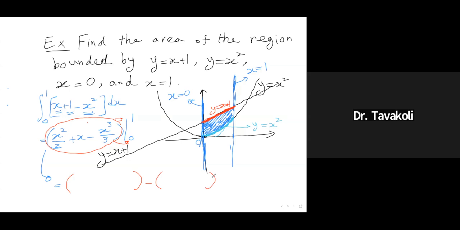At 1 means substitute 1 for x, which gives me 1 squared over 2, plus 1 minus 1 cubed over 3, 1/3. At 0, 0 squared over 2 is 0, plus 0 minus 0 cubed over 3, which is still 0. So the second parenthesis turns out to be just 0. And the answer is just calculating this. Just find the common denominator of 6 and do the calculation. The final answer is 7 over 6.